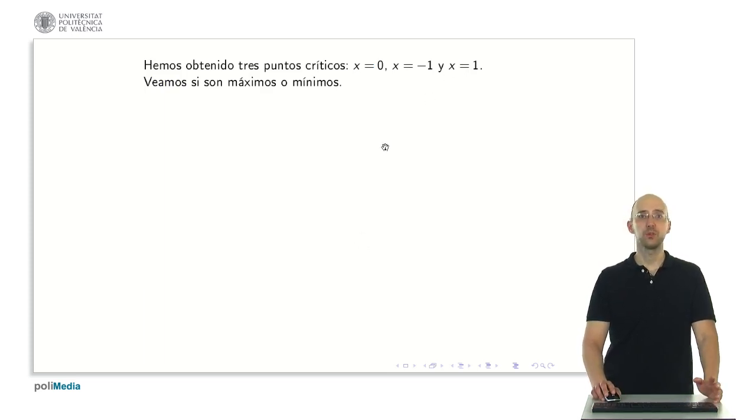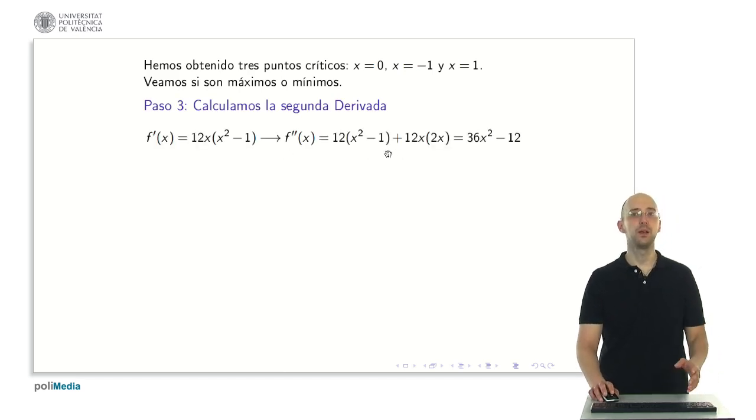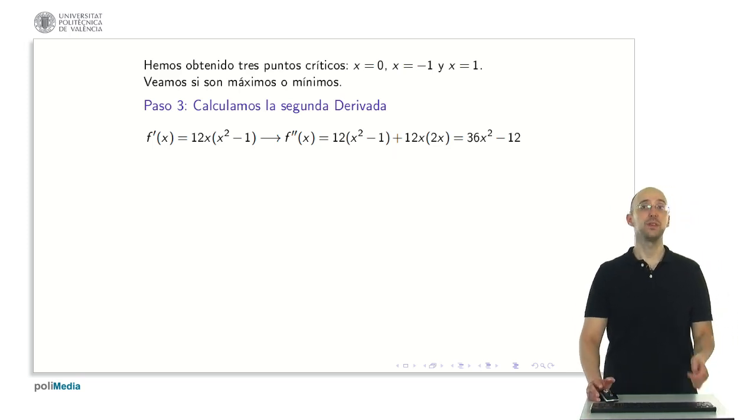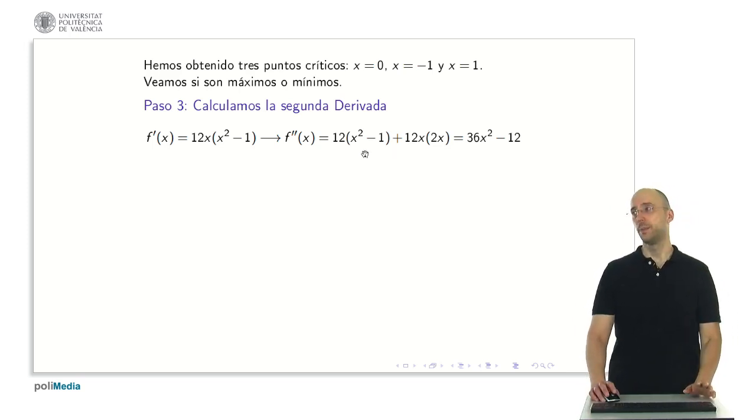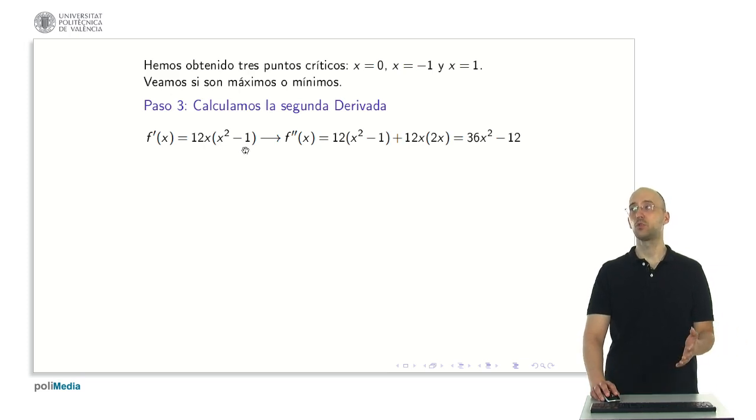To determine whether these points are maximums or minimums, we need to examine the second derivative. I've calculated the second derivative here using the product rule, but you could have done it directly with the original polynomial that we obtained earlier. This method is a bit more detailed, but not overly complex. The product rule states that it's the derivative of the first term, which is 12, multiplied by the second term without its derivative, which is x squared minus 1. Plus the first one without derivative, times the derivative of the second one. The derivative of the second one, x squared minus 1, is 2x. I multiplied and simplified the expression to get the following result, 36x squared minus 12.